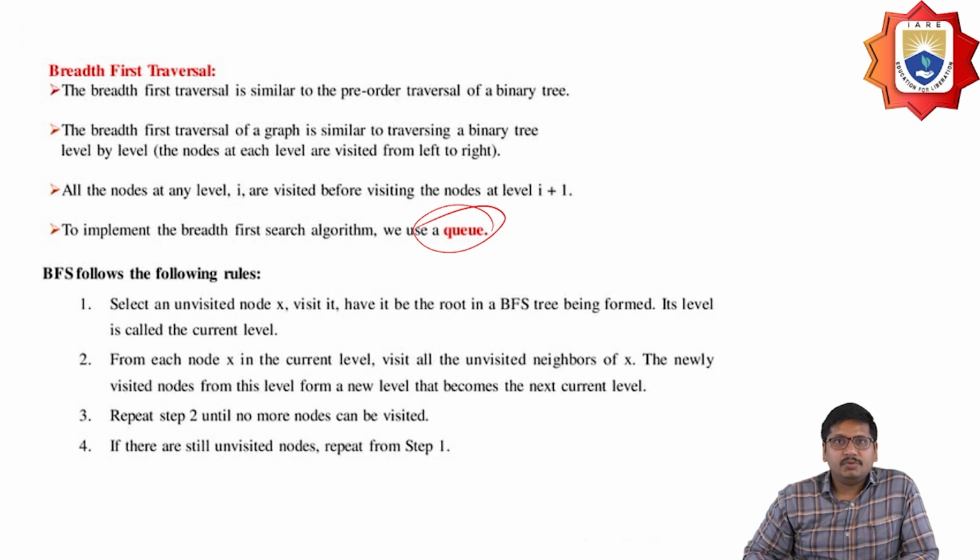So select an unvisited node X, visit it, and have it as the root in the BFS order. From each node X in the current level, visit all the unvisited neighbors of X. And repeat step 2 until no more nodes can be visited. And if there are still unvisited nodes, repeat from step 1.